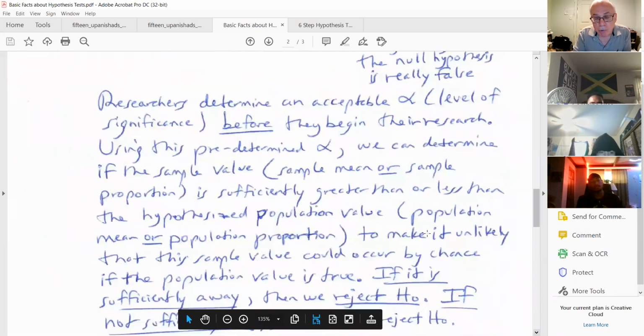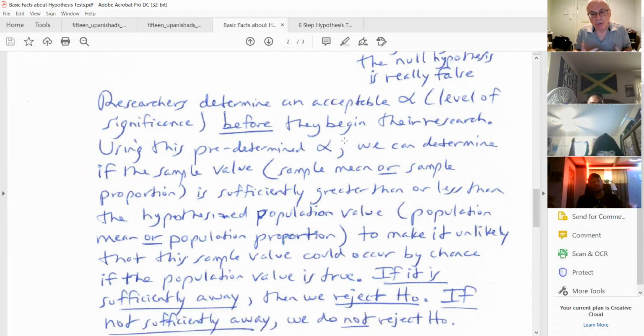Now, what do researchers do in real life? Before they actually do their research, when they're determining the size of the sample and things like that, one of the things they want to determine up front is an acceptable alpha, because they're trying to reject the null hypothesis. That's their goal. They want to see if there's enough evidence to support their claim. And every researcher knows that it could be an error, right? It's possible that the null hypothesis is really true. When they reject it, that's a type 1 error. So they want to make sure that the probability of a type 1 error is small at the beginning.